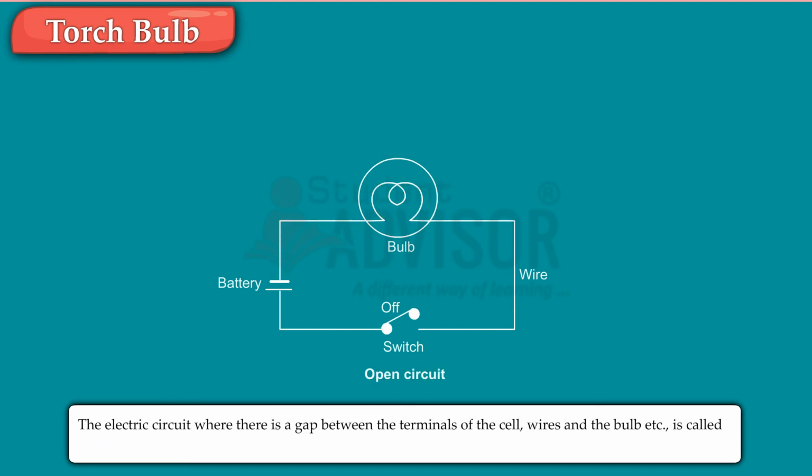Electricity flows through a closed circuit. The electric circuit where there is a gap between the terminals of the cell, wires and the bulb, etc. is called an open circuit. Electricity does not flow through an open circuit.